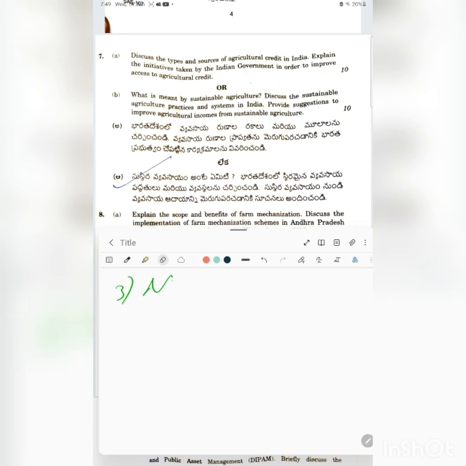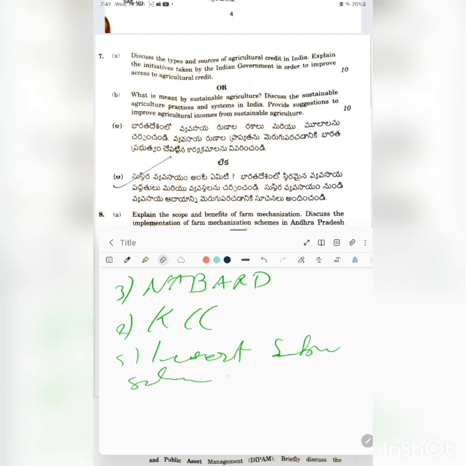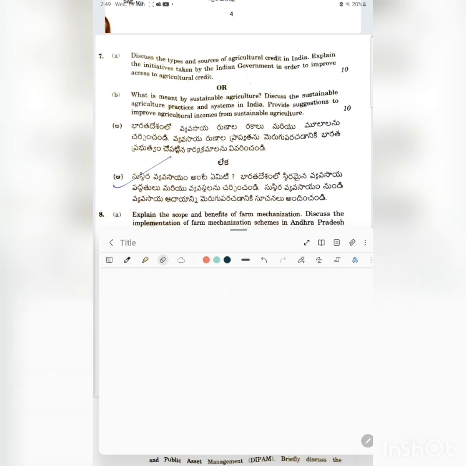Third one is NABARD. Fourth is with respect to Kisan Credit Cards. Fifth is with respect to the interest subvention scheme. So all these are the steps taken by the Government of India in order to ensure increasing access to agriculture credit in India.